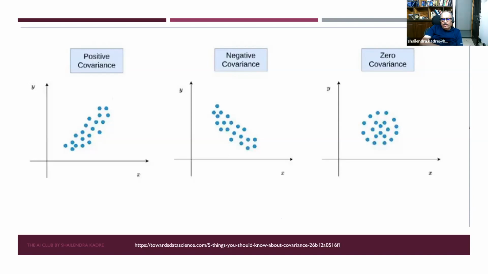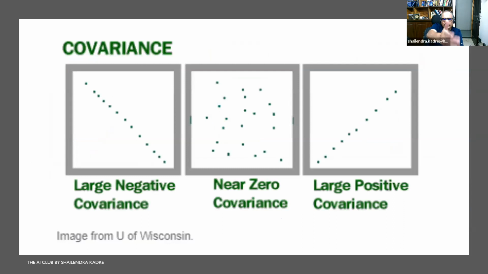What about the second one? Minus 0.85, correct. Third one? Zero. Now here it is very easy, no? First one is -1, center one is 0, and third one is +1.